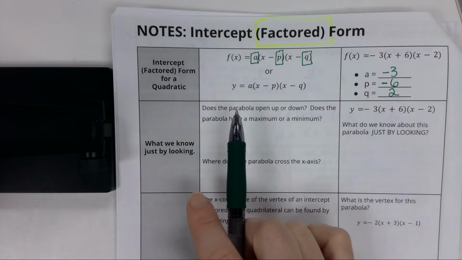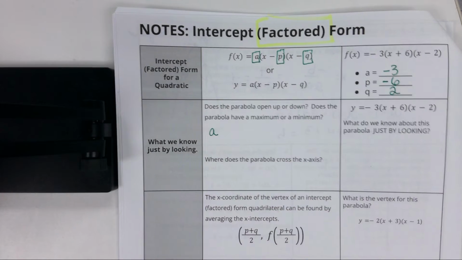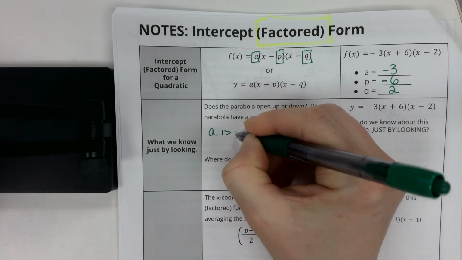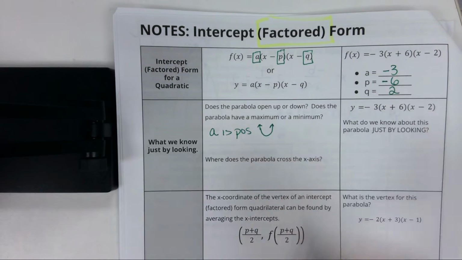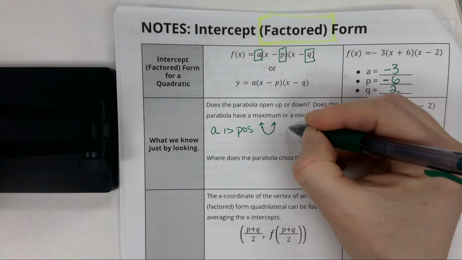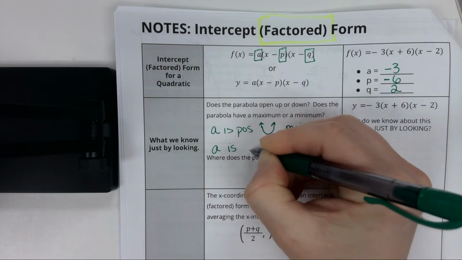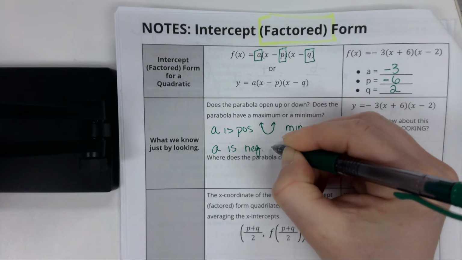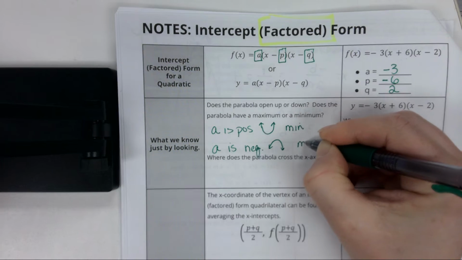So does the parabola open up or down? Okay, this is the same as we did before. If A is positive, it opens up. And then it has a what? A max or a min? A min. I'm going to erase the board in a second. If A is negative, it opens down, and it has a max.